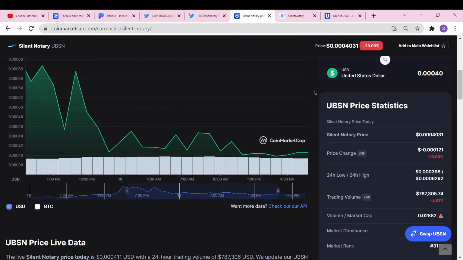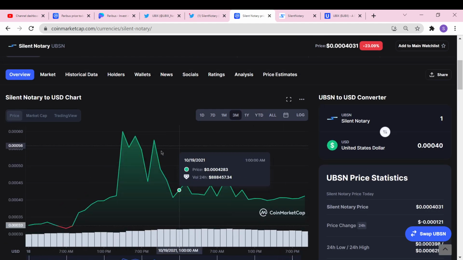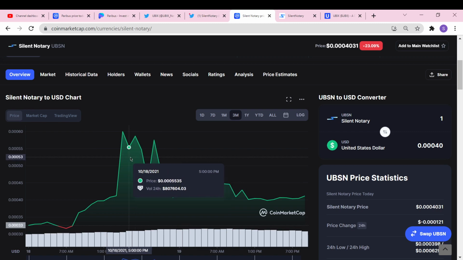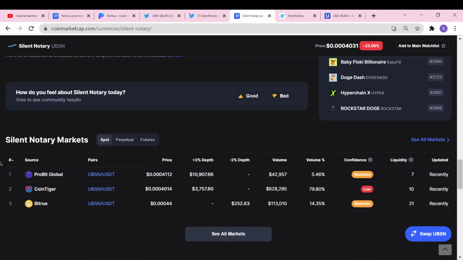But like I said, I haven't unfortunately got any chart analysis as such for UBSN. Hopefully one of the exchanges will add this in. And on that note of exchanges, by the way, it is limited at the moment: Probit Global, CoinTiger and Bitrue. Bitrue is one I've used personally, so I'll probably be adding some of that this week on payday.